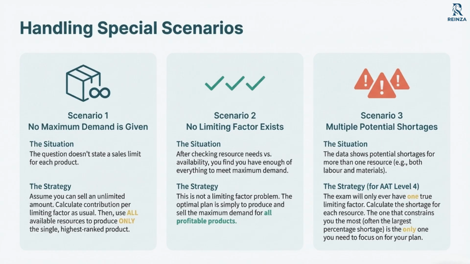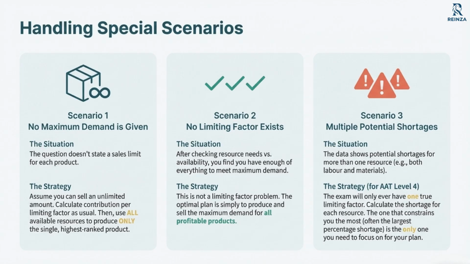Scenario 1. No maximum demand is given. Sometimes the question does not tell you the maximum demand for each product. In this case, assume you can sell unlimited quantities. Your strategy is to calculate contribution per limiting factor as usual, then use all available resources to produce only the highest ranked product. Do not make any of the lower ranked products at all.